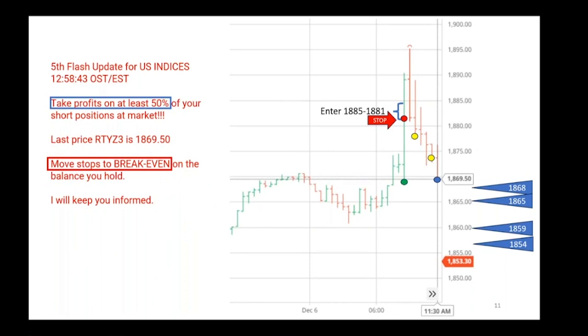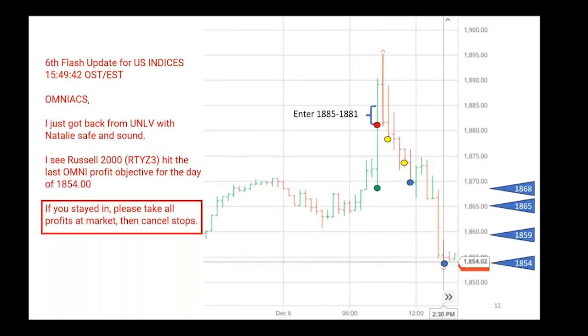Most OMNIACs trade multiple contracts, and approaching profit objective 1 at the blue dot is where we were advised to, just what Oscar said earlier in this call, take half your money off the table and then move your stops. Moving stops is managing risk. That's huge.